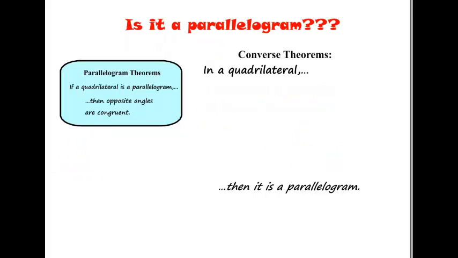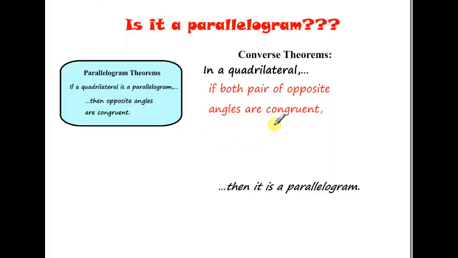All right, our converse number 2. Our original said that if a quadrilateral is a parallelogram, then its opposite angles are going to be congruent. So when we switch that around, it reads this way. In a quadrilateral, if both pairs of opposite angles are congruent, then it's a parallelogram. Pause the video, write it down.